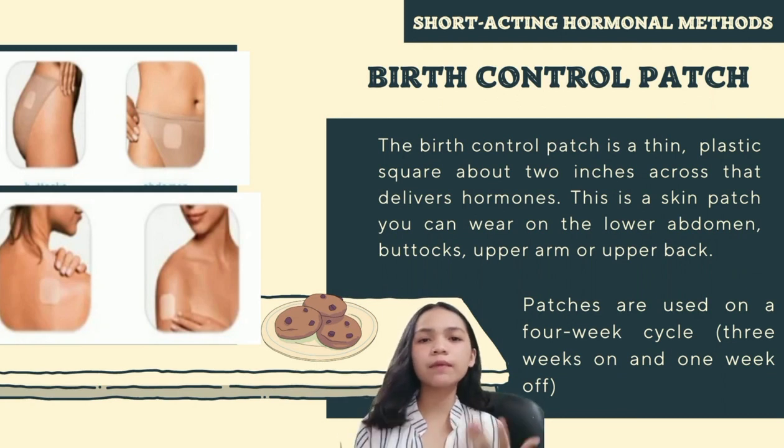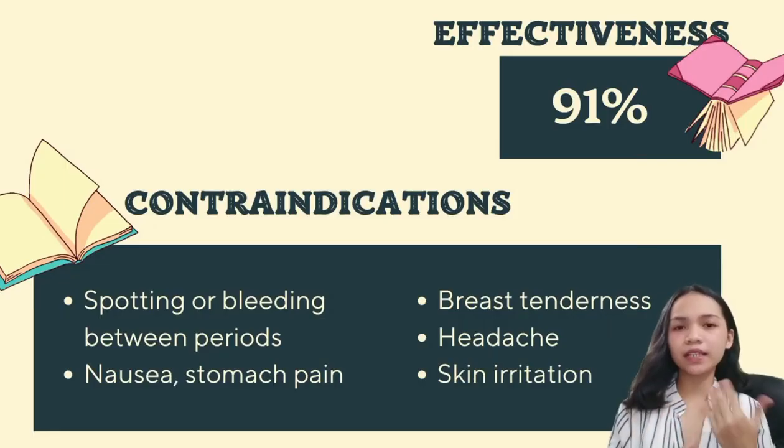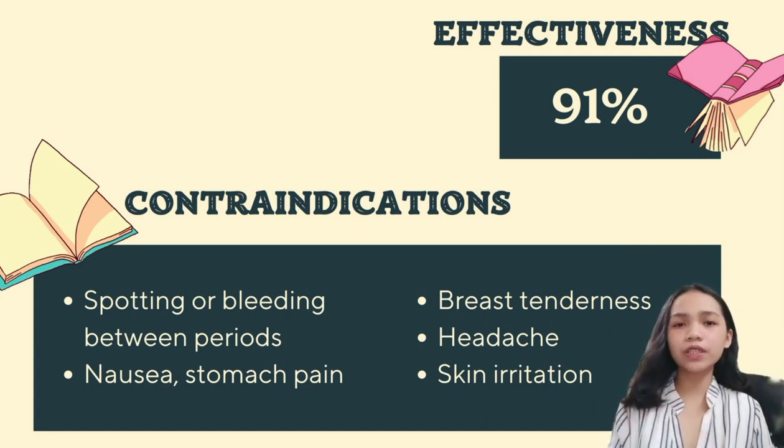You don't have to remember to take your pill every day, but just have to change the patch once a week. So the birth control patch is as effective as the birth control pill. Thus, they have the same effectiveness, which is 91% effective. But then again, just like the pill, when used correctly, the patch is more than 99% effective at preventing pregnancies. And again, we people are imperfect, so yeah. The chance of getting pregnant depends on whether you use the patch correctly.